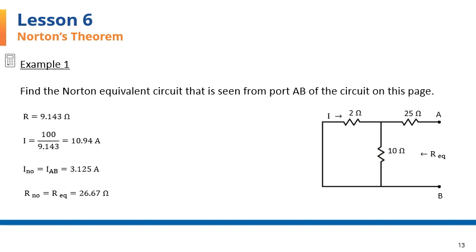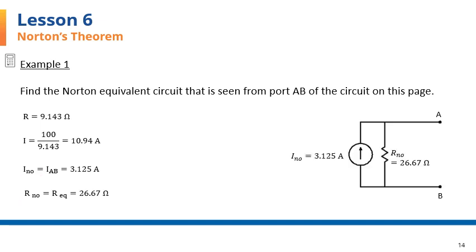The Norton equivalent circuit is then formed by replacing the RNO in parallel with the current source INO. Notice I have changed the designations from IAB to INO and R equivalent to RNO. Here is the Norton equivalent circuit: a current source of 3.125 amps in parallel with a shunt resistor of 26.67 ohms.